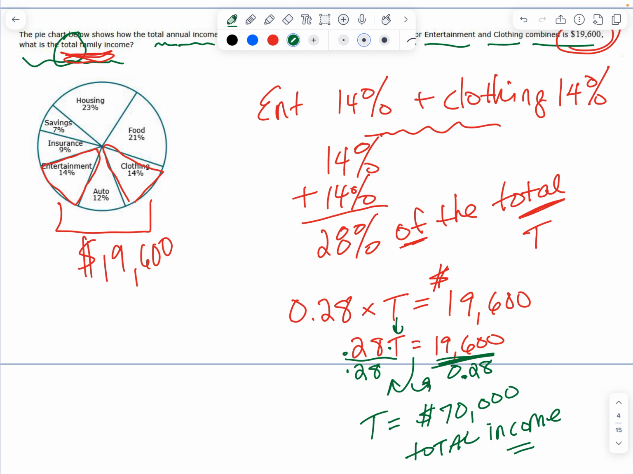Okay. So if you have a problem like this, you'll look to see what wedges they're talking about, like which pieces of the pie, and then you'll add up those pieces of the pie, and then you'll take the total that they gave you and divide it by those pieces in decimal form.